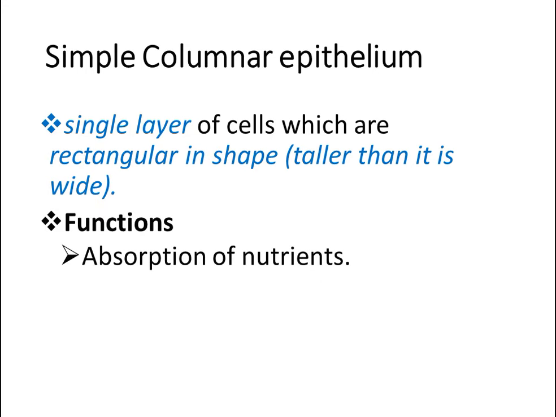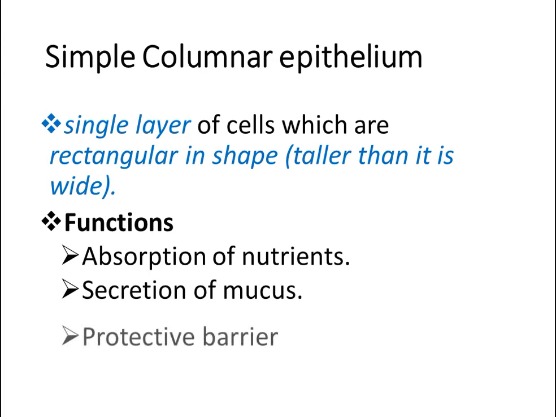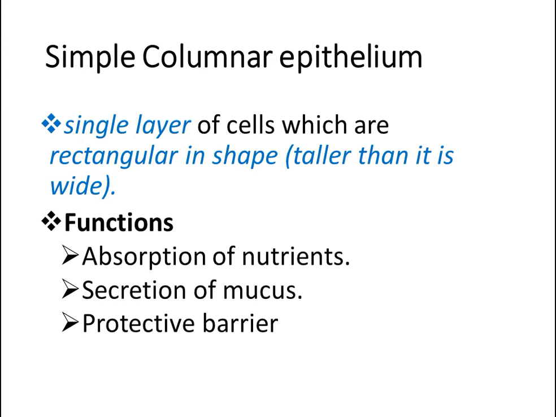Okay. Now, the functions of this simple columnar epithelium is for absorption of nutrients, secretion of mucus, and it also acts as a protective barrier, specifically from acids. So we talked of it lining the stomach. So it acts as a protective barrier in the stomach. Okay.